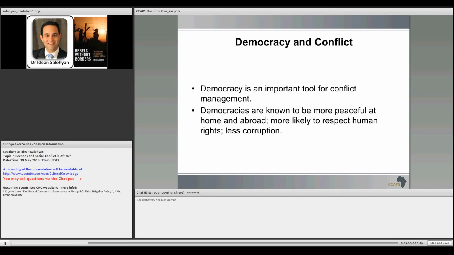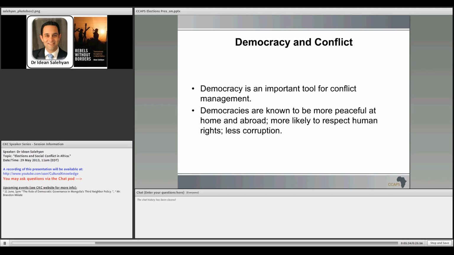So what explains this variation? Well, first, a lot of prior research has demonstrated quite convincingly that democracy is an important tool for managing conflict. Research in political science has shown that democracies tend to be more peaceful at home. They tend to be less prone to recurring instances of civil conflict and state failure.